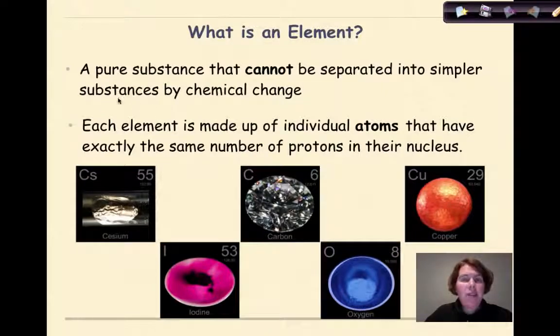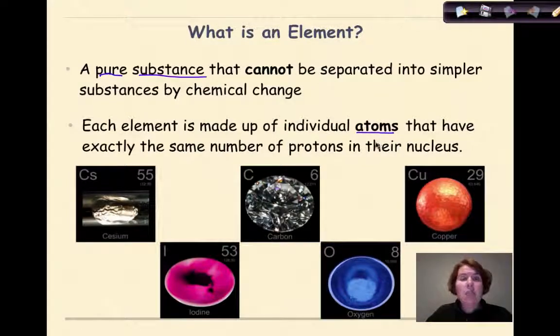An element is defined as a pure substance that cannot be separated into simpler substances by a chemical change. So if you tried to burn it or put an acid on it or a base on it, it would still be the same element. You cannot break it down into a simpler substance. Now each element is made up of individual atoms. So a bunch of atoms makes up an element.